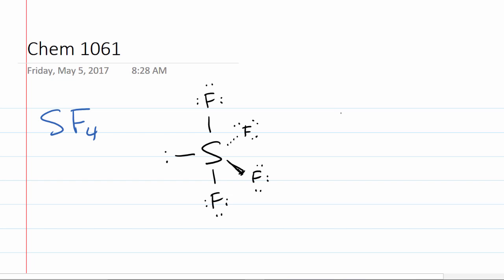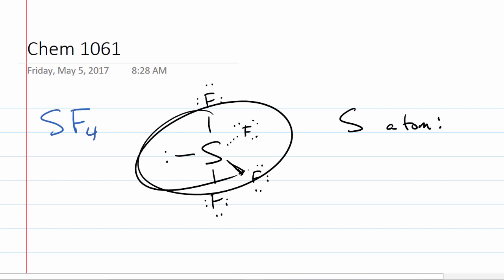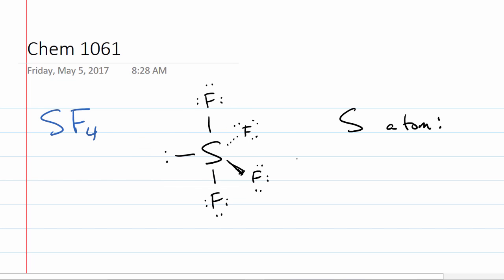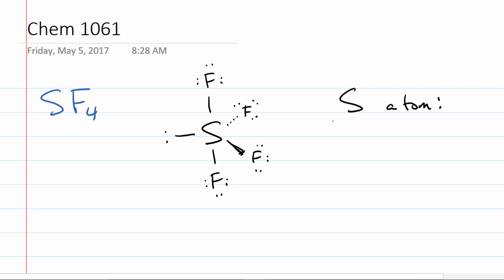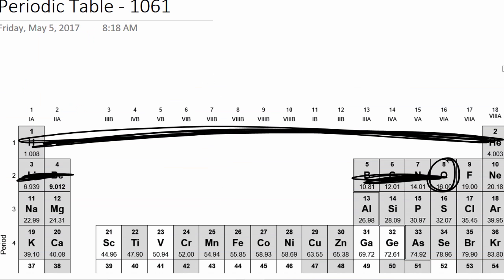And what we're going to do now is look at a sulfur atom, and we want to explain how in the world it could have 5 pairs around the central atom, or 5 groups. To do that, we're going to go back and do this one just like we did the H2O. We're going to start by looking at the electron configuration for sulfur. So if we look at the electron configuration for sulfur, we want to get to this point.